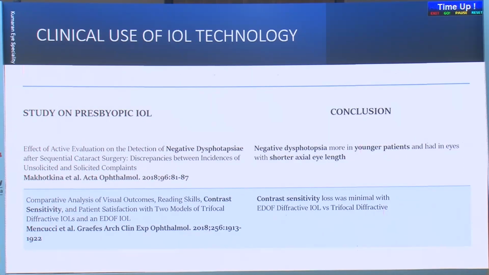Then we talk about negative dysphotopsia. Everybody could have come across this. It occurs more in younger patients and with shorter axial length. It is less with hydrophilic material than with hydrophobic material. So though we talk about PCO rates being more in the hydrophilic material, negative dysphotopsia is very low. The percentage of people who experience negative dysphotopsia is hardly 2 to 3%. But one patient is enough to take your chat time and kill your patients. The next one is contrast sensitivity.